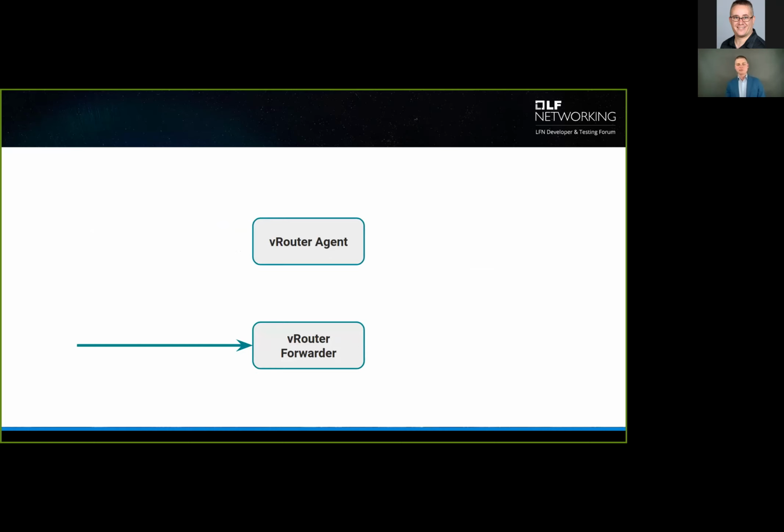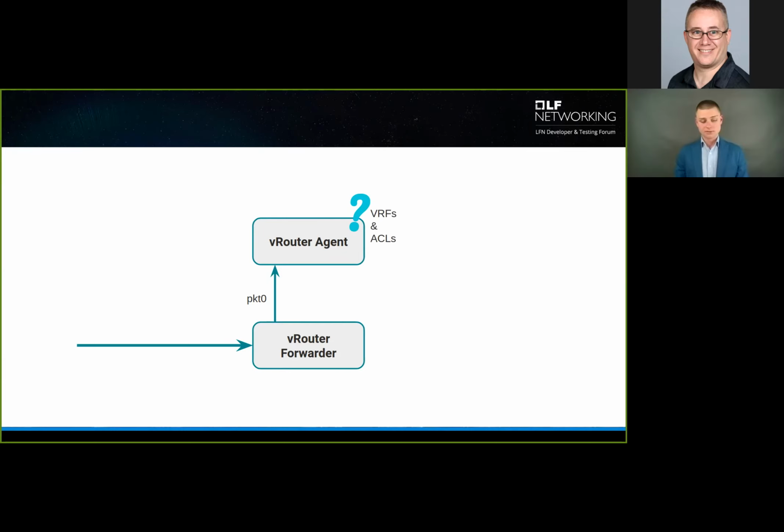Okay, and when we have some new traffic that comes to our vRouter forwarder for the first time, and we don't know what to do with it, what happens? First of all, via the TAP interface PKT0, it asks the vRouter agent what to do with this traffic that it received. Then the vRouter agent checks the VRFs and ACLs database for the rules that should be applied to this traffic. If there's no information, then it asks the Tungsten Fabric control for information.